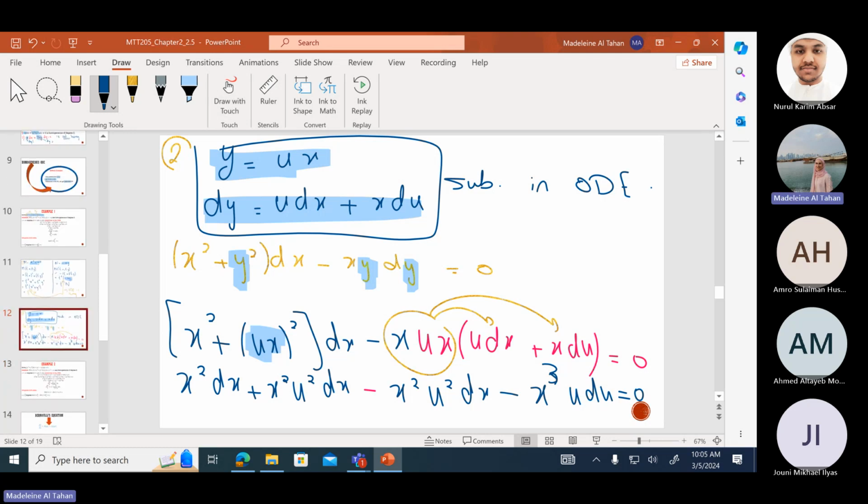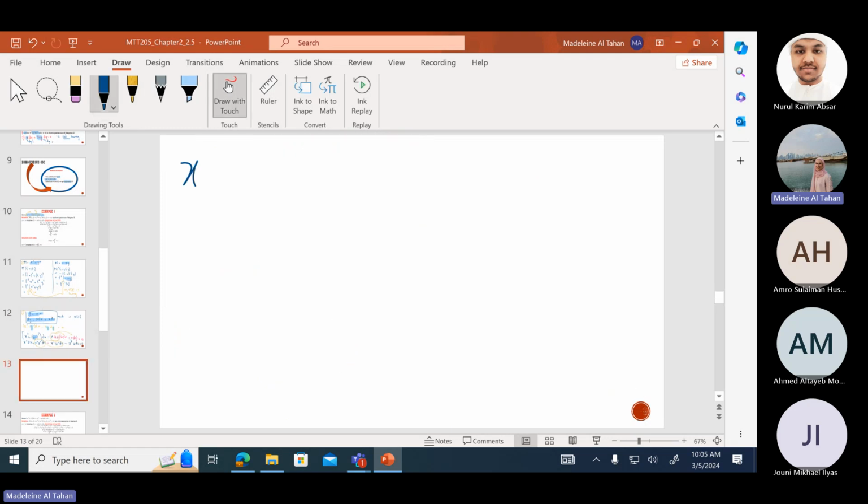Okay. Are there some terms that we can cancel out? Yes. This one and this one. We can cancel them, right? What will be the new one now? X squared dx minus x cubed u du equal to 0. Okay?